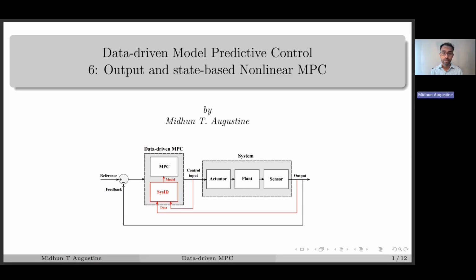Hello everyone. Welcome to a new lecture in the series of data-driven model predictive control. So far in this lecture series, we were discussing different approaches in data-driven linear MPC. From this lecture onwards, we will be shifting the focus to nonlinear MPC, where we discuss the conventional nonlinear MPC in this lecture and the data-driven nonlinear MPC approaches from next lecture onwards.